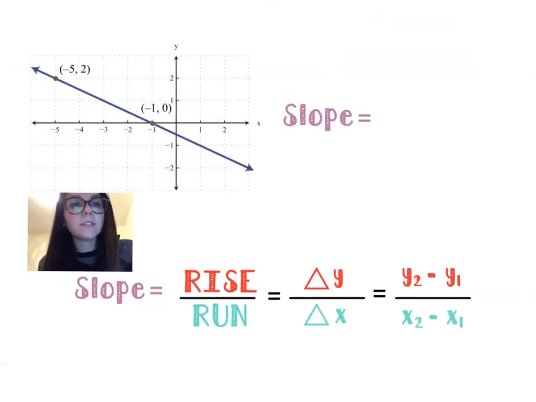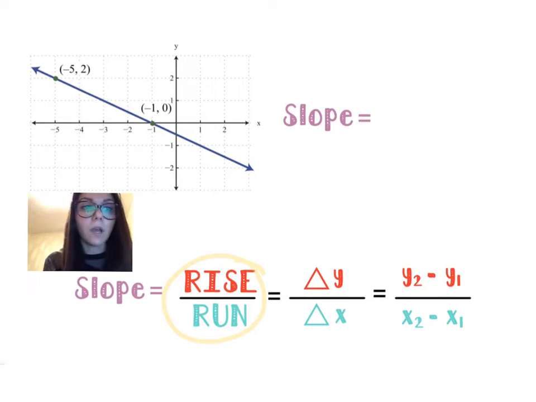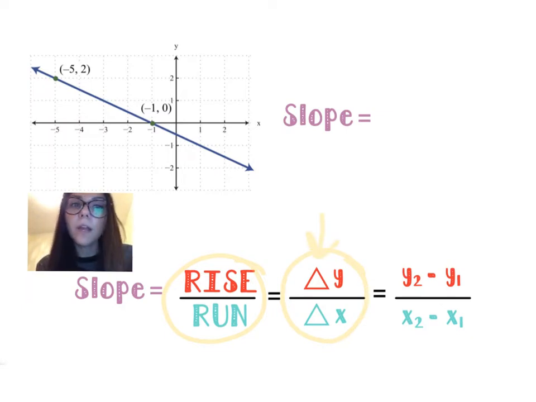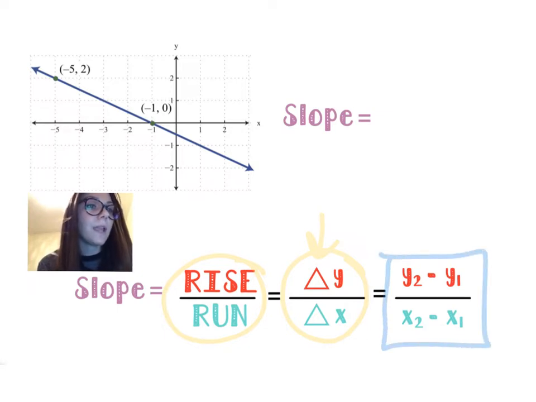So slope represents the steepness of a line, and we describe it as rise over run. Sometimes people describe it as the change in y over the change in x. That's what that little triangle symbol means, change in. And so the formula we use, this you might want to highlight, is y sub 2 minus y sub 1 all over x sub 2 minus x sub 1. So you find the difference in y's divided by the difference in x's.